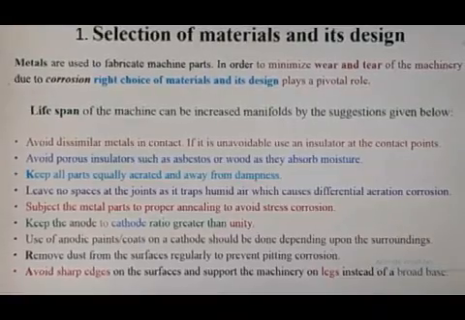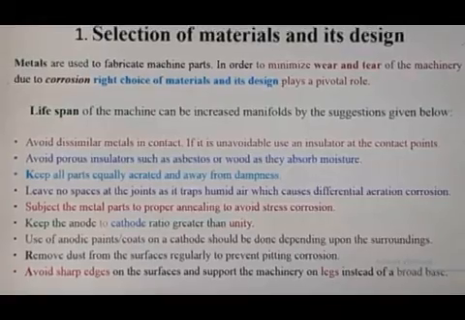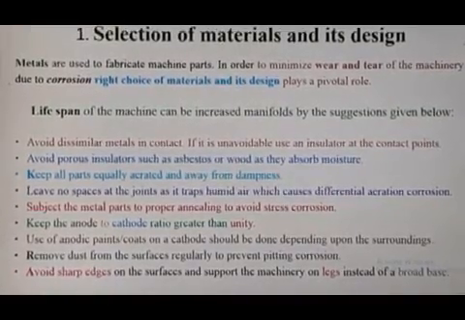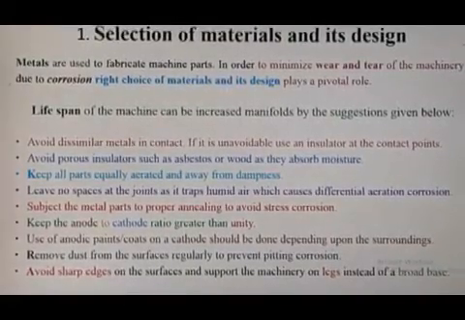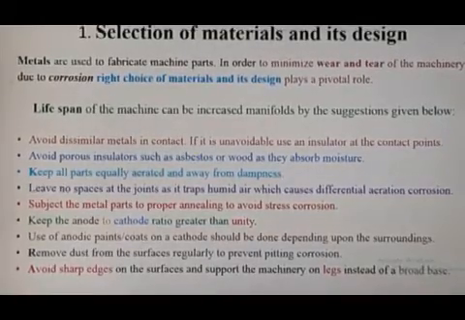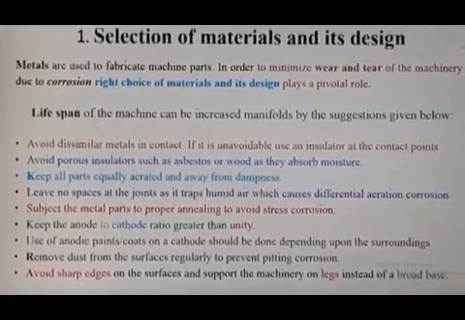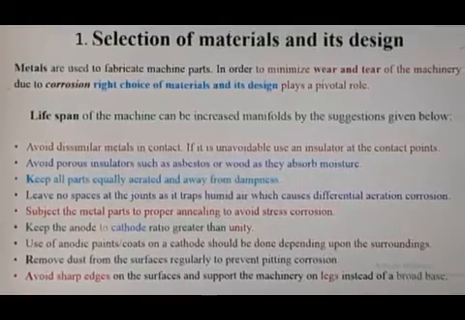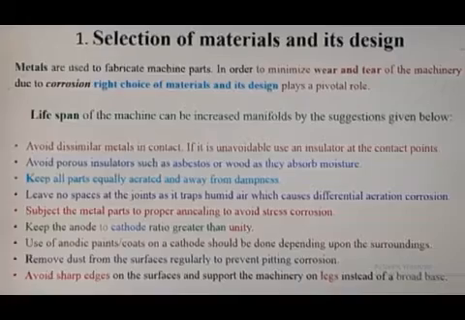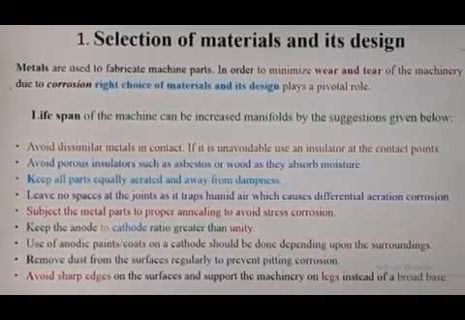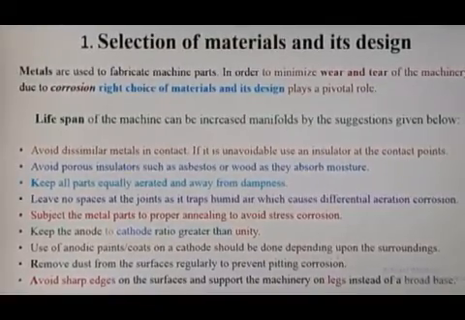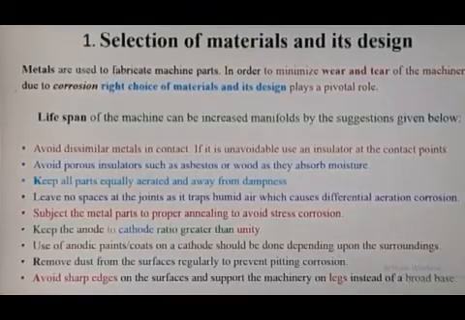If two dissimilar metals are used, then the ratio of anodic to cathodic area should be kept greater than unity. And in case the surfaces are coated with paints or other metals, then the surroundings should be taken into account to prevent electrochemical corrosion. Dust should not be allowed to deposit on the surfaces, because it leads to pitting corrosion. Sharp edges on the machinery should be avoided, and the machinery should be supported on legs and not on a broad base. So if all these points are carefully managed, then the lifespan of the machine can be increased many fold. Therefore, we can say that the selection of materials and the design of the machinery play a pivotal role in controlling electrochemical corrosion.